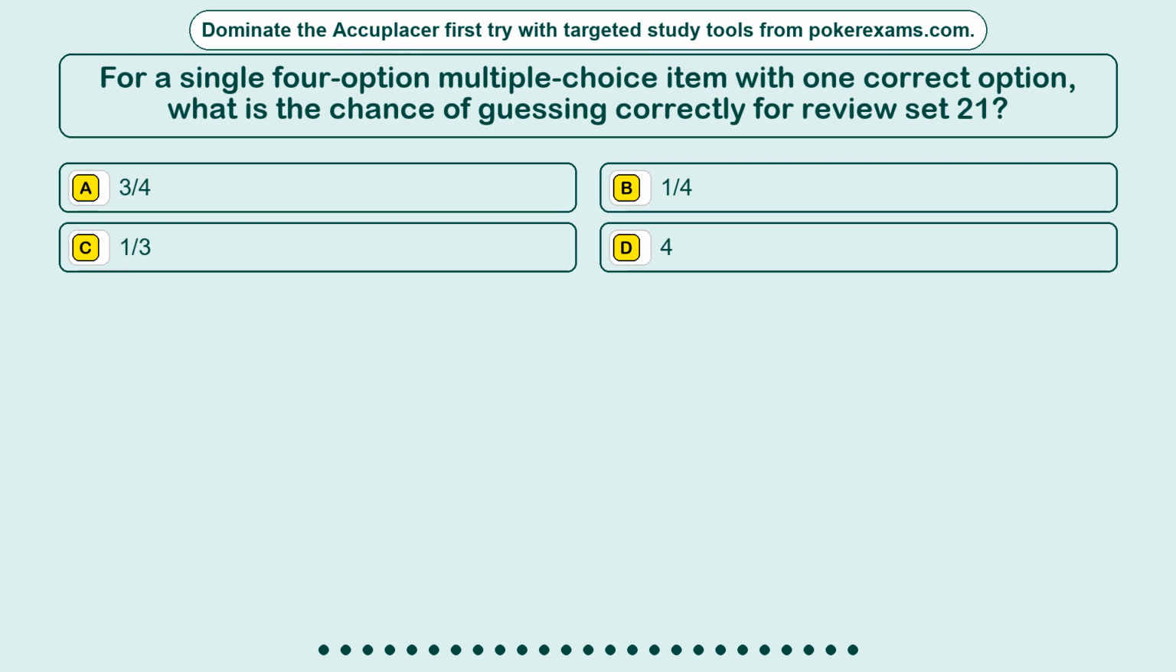Question 10. For a single 4-option multiple-choice item with one correct option, what is the chance of guessing correctly for review set 21? Option A, 3/4. Option B, 1/4. Option C, 1/3. Option D, 4.